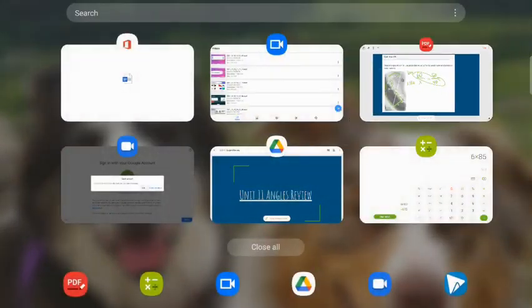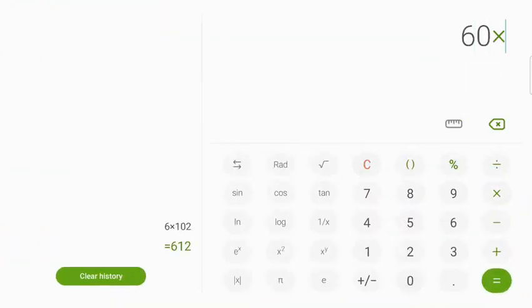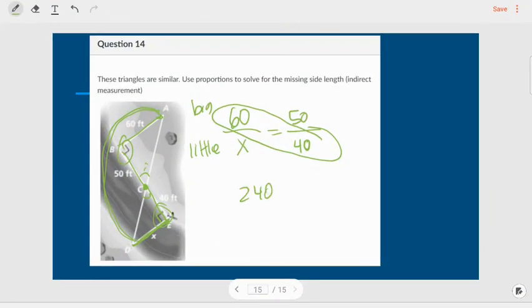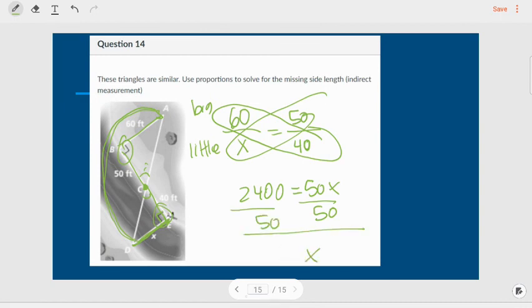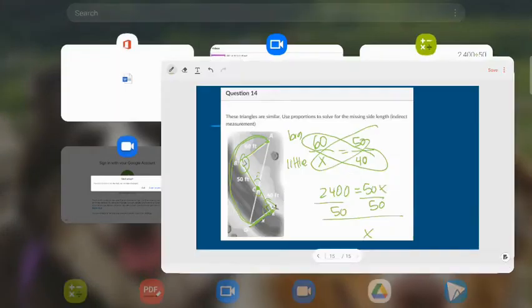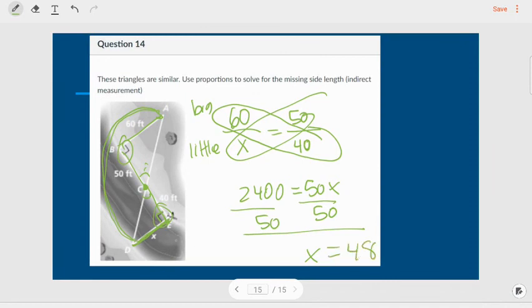60 times 40 is 2,400. Big number. Is equal to 50x. I'm going to divide by 50. That's not one I can easily do in my head, so we grab our calculator. 2,400 divided by 50 is a grand total of 48. So this distance right here is 48, and that is the distance across the river.